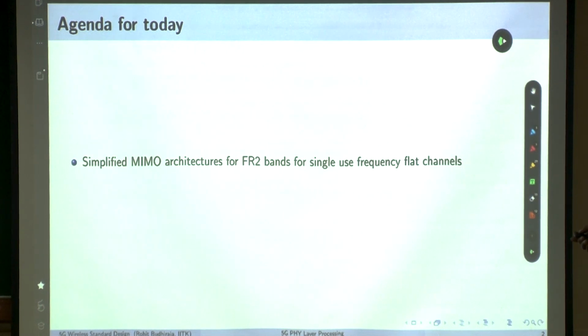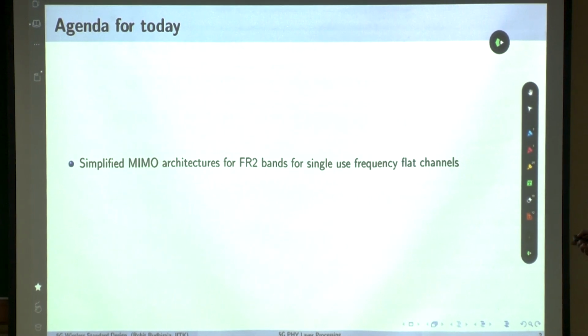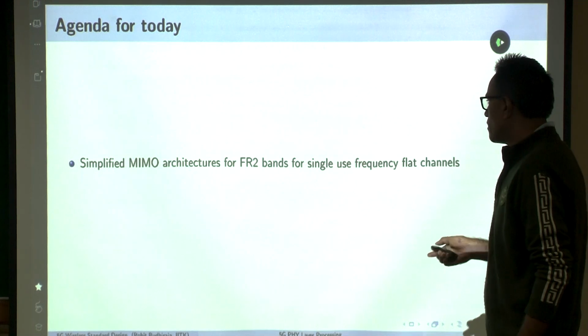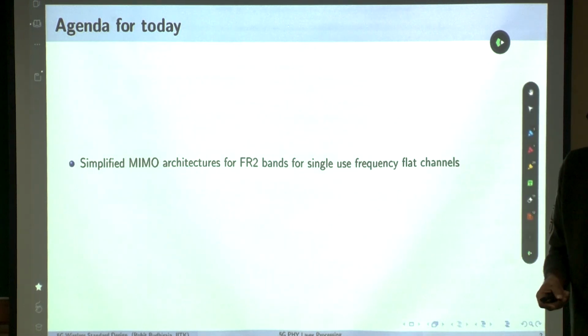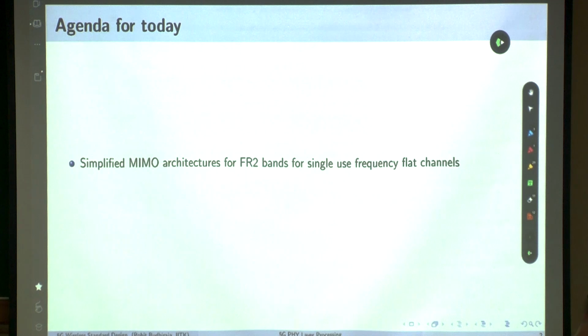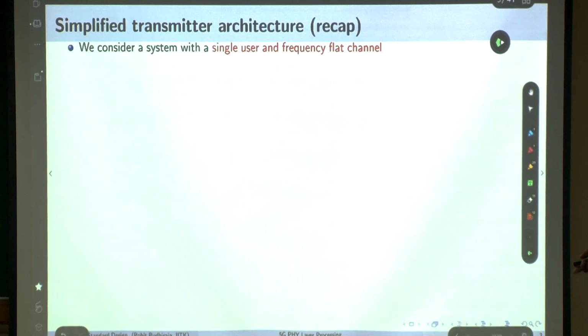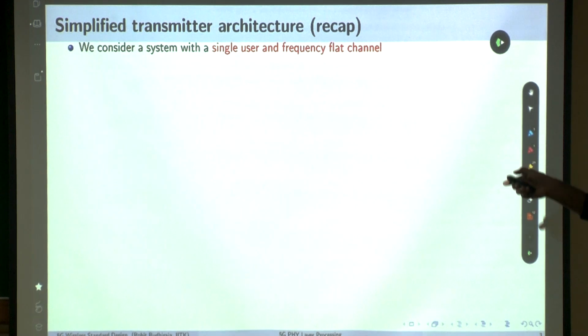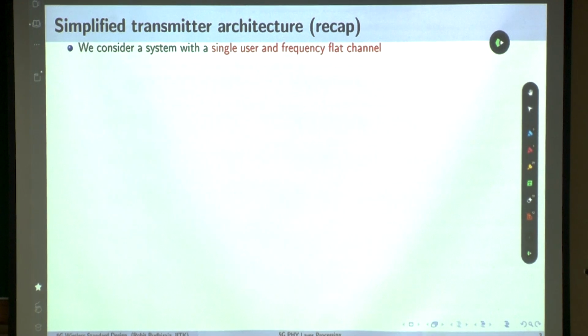side. So we are considering a very simple example, but typically till now FR2 is being used for single user kind of scenarios and line of sight systems, where frequency selectivity is not there. It is basically a frequency flat channel. So we discussed one half of it and we'll recap. This is the simplified transmitter architecture. This is the system framework we are considering: single user and frequency flat channel.